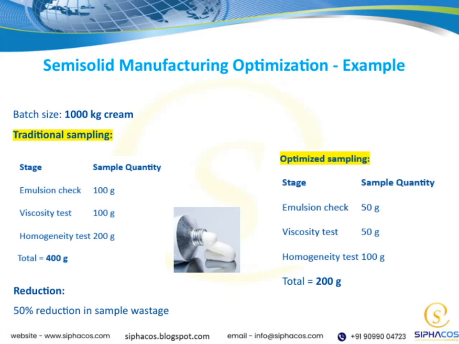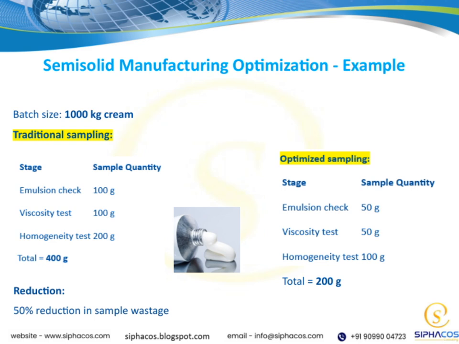Today, we'll look at an example of how optimizing our semi-solid manufacturing process can make a real difference. Imagine we start with a total of 200 grams of sample. By implementing a 50% reduction in sample wastage, we can significantly improve our efficiency. In this case, we're working with a batch size of 1,000 kilograms of cream.